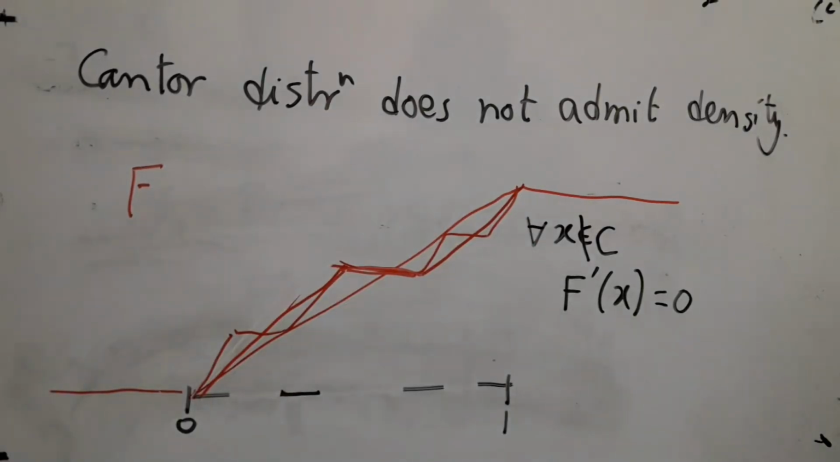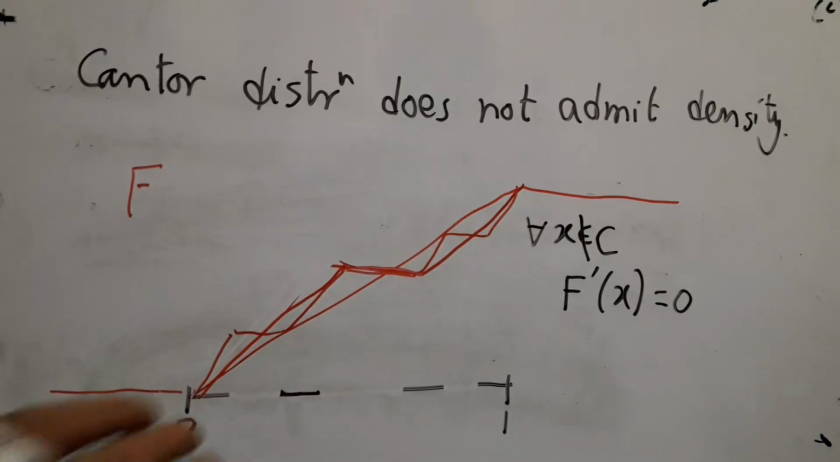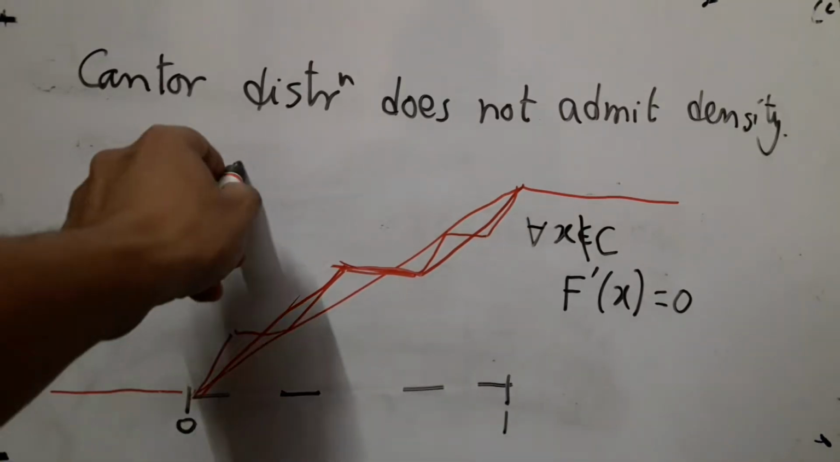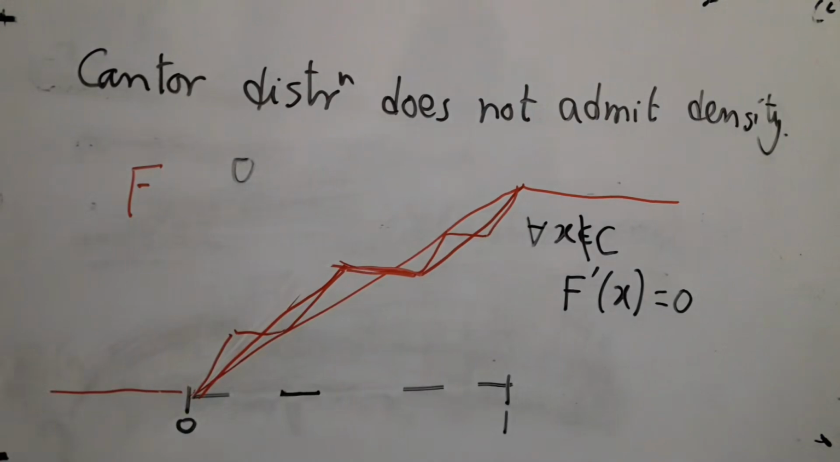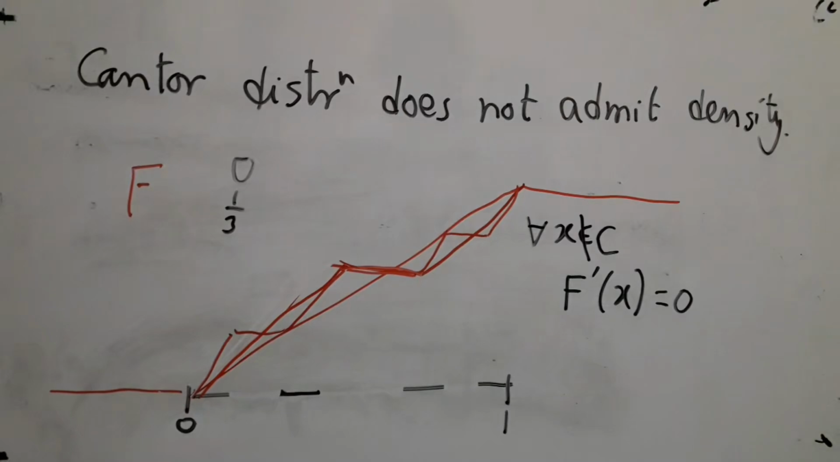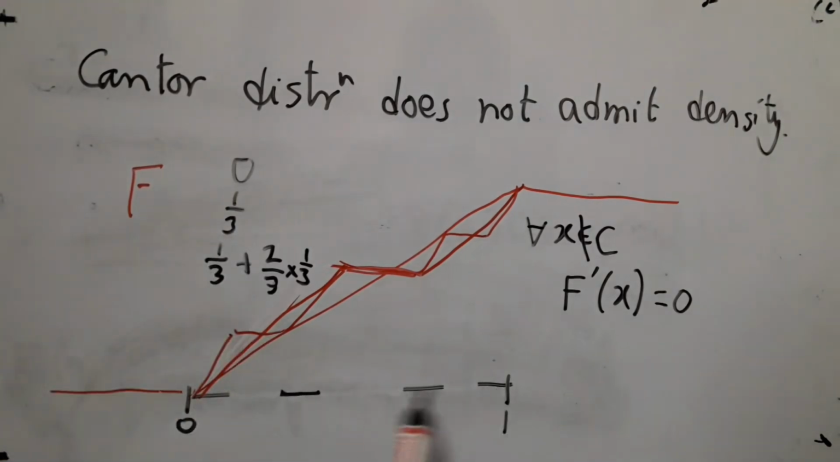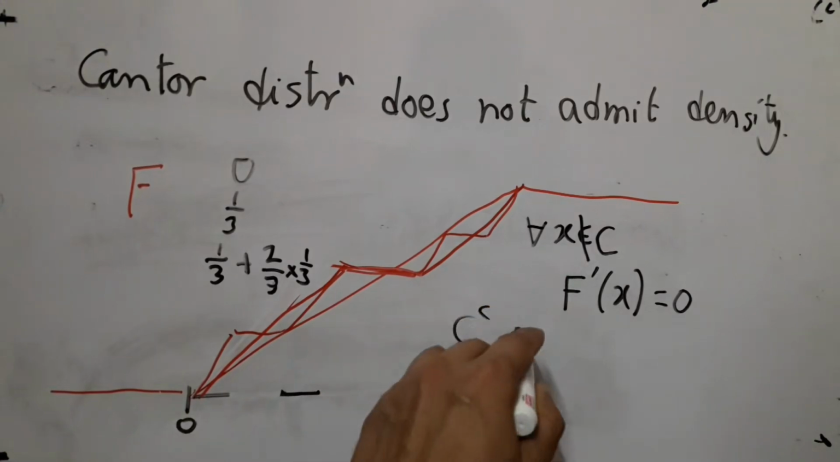Now observe that at each step, these flat regions are growing and growing. In the very first step, what was the total size of the gaps? It was 0. There was no gap. After one step, the size of the gap was 1/3. After the next step, it is the 1/3 that you already had, plus out of the remaining 2/3, I have removed 1/3. And in this way, the total length of C complement will turn out to be 1.